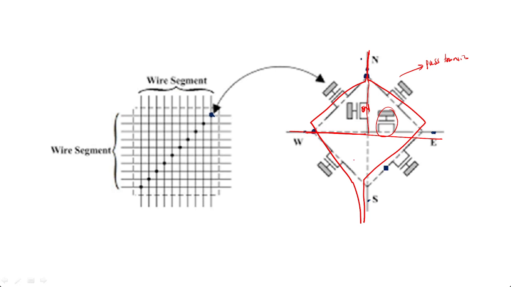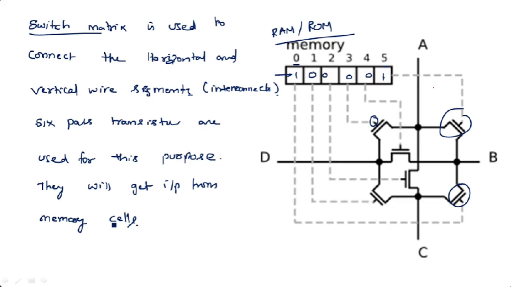Like this, it consists of six pass transistors, pass NMOS transistors. It consists of NMOS transistors, and like this, it will connect. Like this, it will be connected to the main.